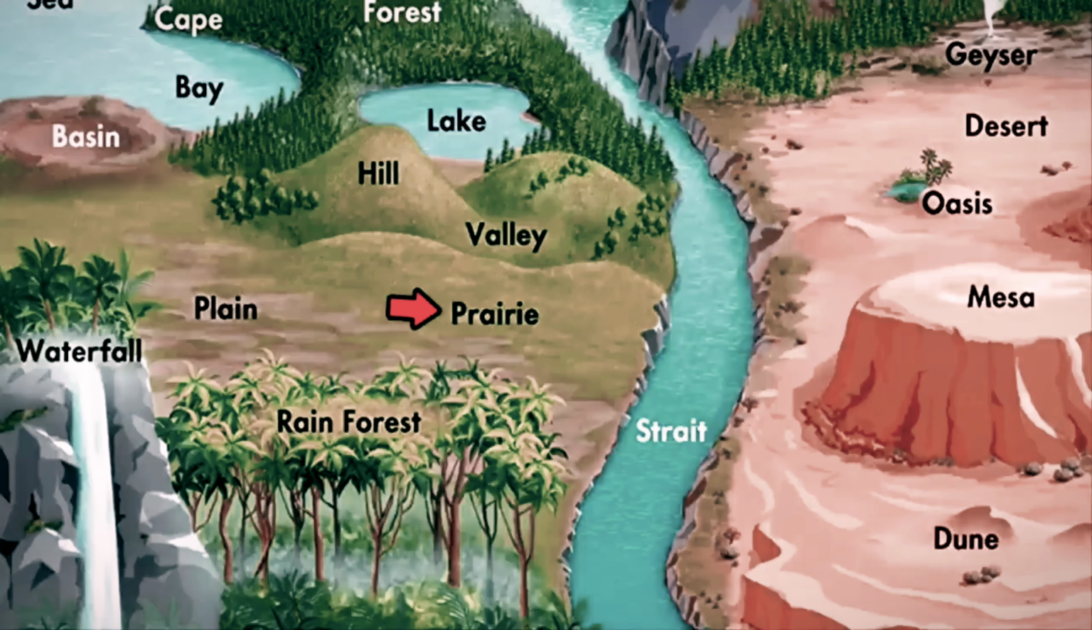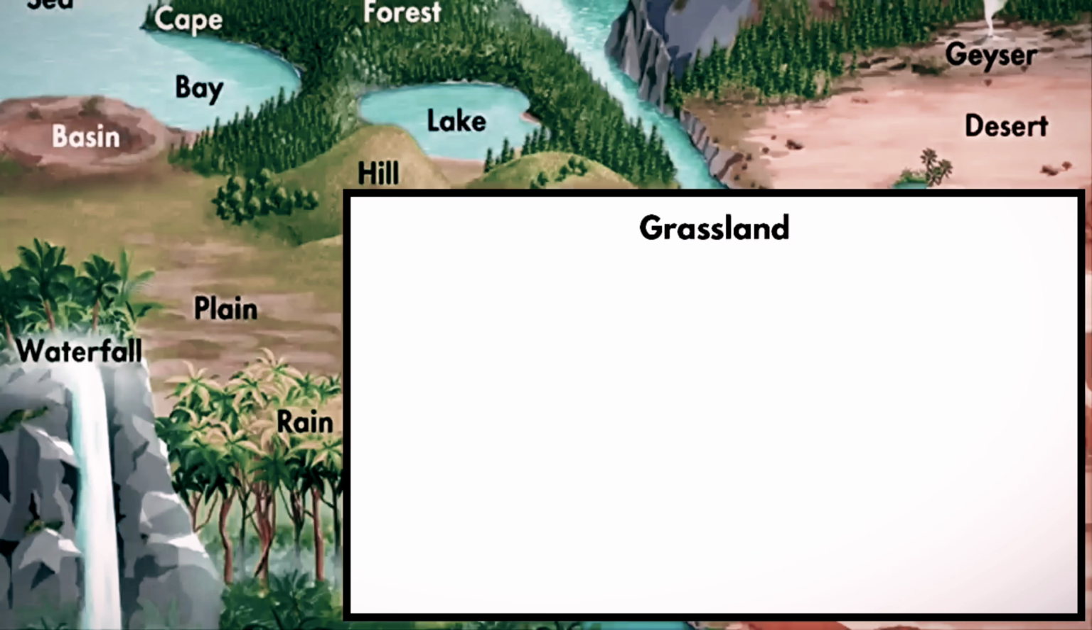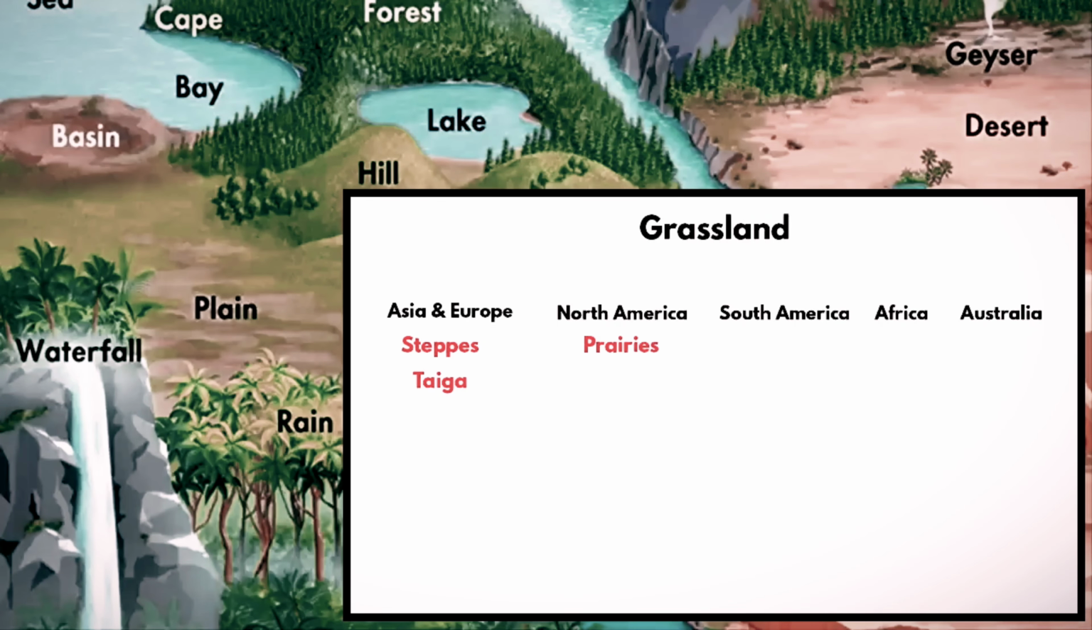The next one is prairie. Prairies are basically flat, fertile lands dominated by grasses. You can also call them grasslands. You will find very few trees. Now grasslands are known by different names in different parts of the world. In Asia and Europe, it is called steppes or taiga. In North America, it is called prairies. In South America, it is called pampas, llanos and cerrados. In Africa, they are called savannas and velds. And in Australia, they are called rangelands or downs.